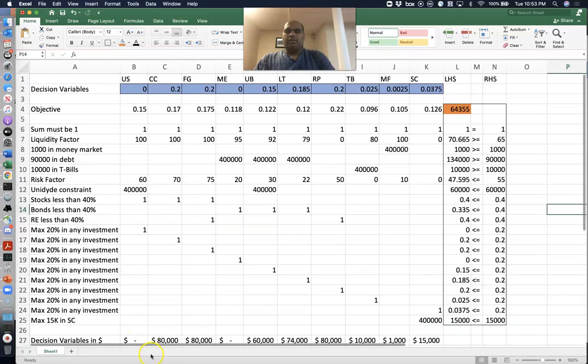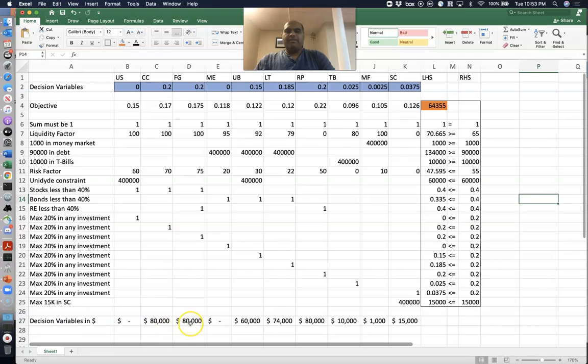Nothing in United stocks. 80K in CCs and First General, nothing in Metropolitan Electric, 60 in United bonds, 74 in Louisville Transit, 80 in Realty Partners, 10,000 in T-bills, 1,000 in money market fund, and 15,000 in saver certificate. So with this investment, you will make a return of $64,355 a year. And that's the final answer.